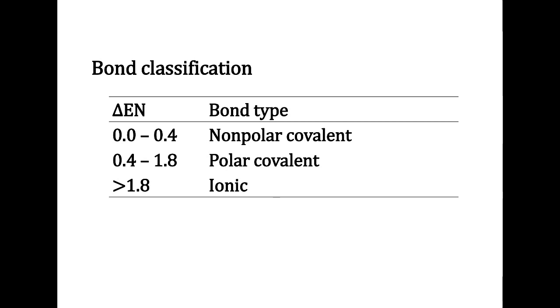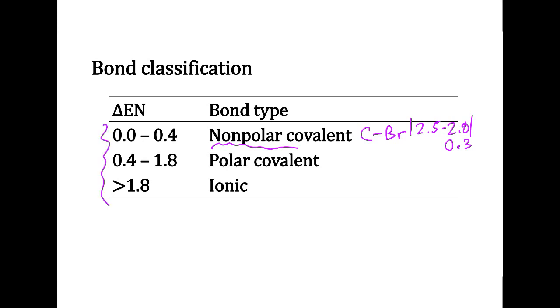So to classify bonds using the electronegativity table, we're going to find the difference between the two atoms. If we were to consider carbon and bromine, carbon has an electronegativity value of 2.5. So we would take 2.5 minus the electronegativity value of bromine, which is 2.8, and that would give us a difference of 0.3. Since the difference in those electronegativities is 0.3, we would classify that bond as nonpolar covalent.